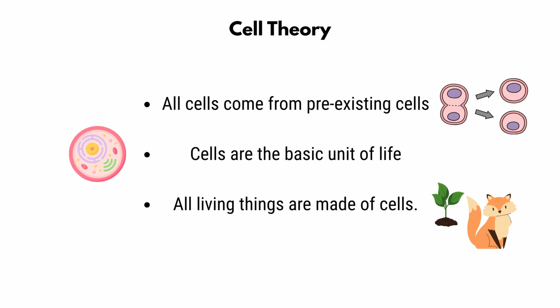There are 3 key points within the cell theory. I have them up here right now, but they are, as said, all cells must come from pre-existing cells. Cells are the basic unit of life, and all living things are made of cells. Those are the 3 key points of the cell theory, and they are definitely very important to keep in mind.